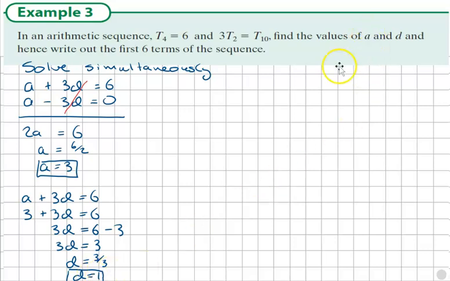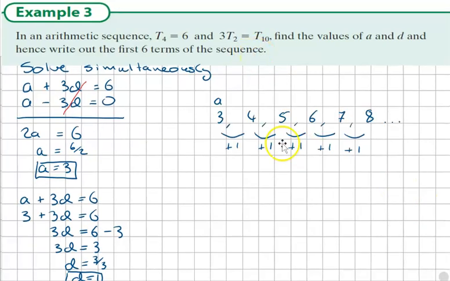So we were asked to find a. We found a to be equal to 3. We were asked to find d. We found d to be equal to 1. Now, hence, using what we just found, so using a and using d, we're going to write out the first 6 terms of the sequence. So we know that the first term is 3, because a is 3 and a represents the first term, or t1. And we know that the common difference is d. So we're going to add 1 every time. So 3 plus 1 is 4, plus 1 is 5, plus 1 is 6, plus 1 is 7, plus 1 is 8. So here we have the first 6 terms of the sequence.